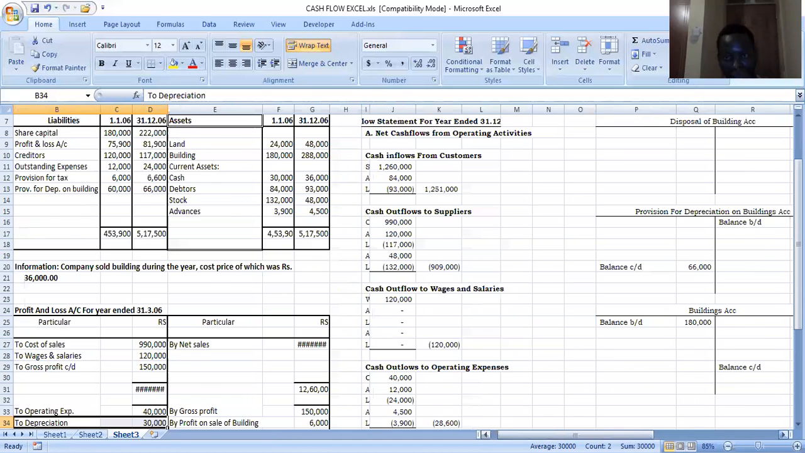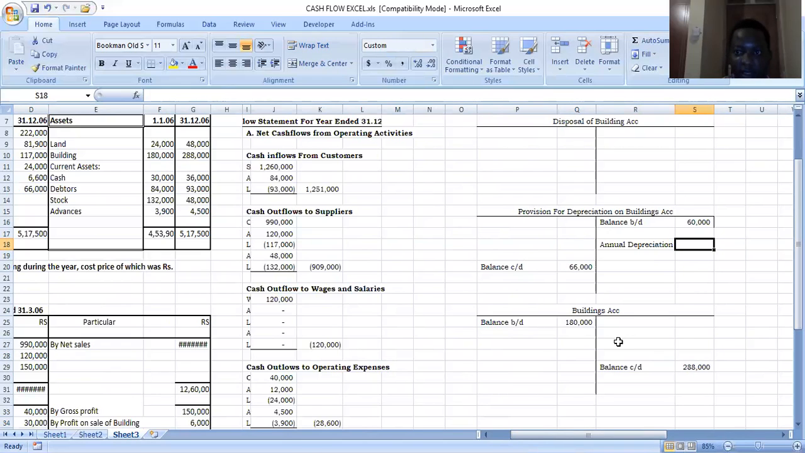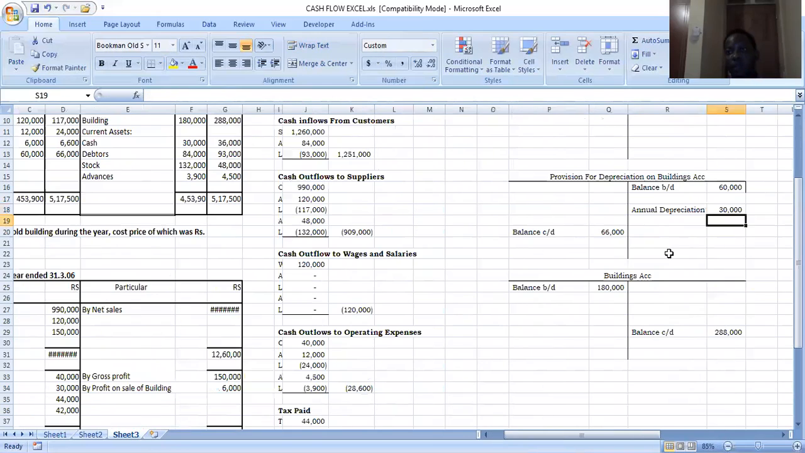So we credit here the annual depreciation, or the depreciation during the year, that is in our case 30,000 shillings as seen in the income statement. So depreciation during the year is 30,000 shillings. Therefore the annual depreciation is 30,000 shillings.